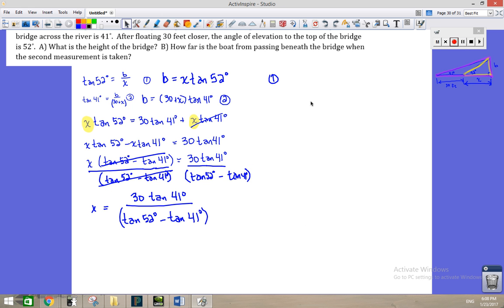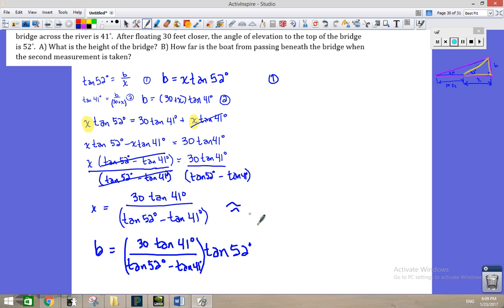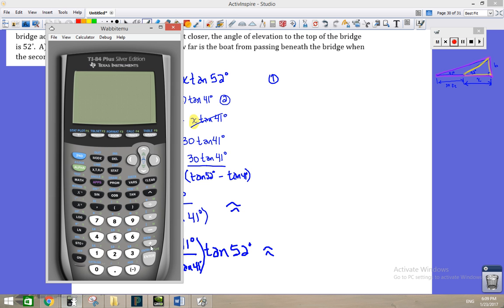If we look at this first equation here, the B is equal to x times the tangent of 52 degrees, but I left all that room because really I want to replace x with this guy. So I've got 30 times the tangent of 41 degrees all divided by the tangent of 52 degrees minus the tangent of 41 degrees. That's being multiplied by this. So I can go to the calculator now and get these two pretty easily.